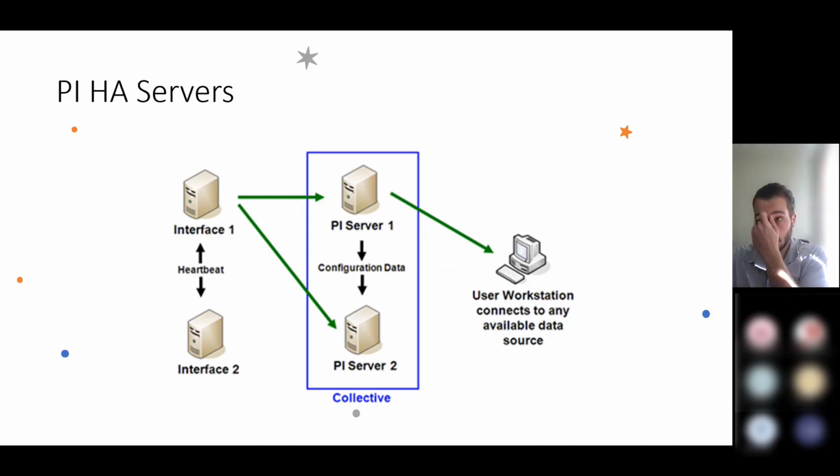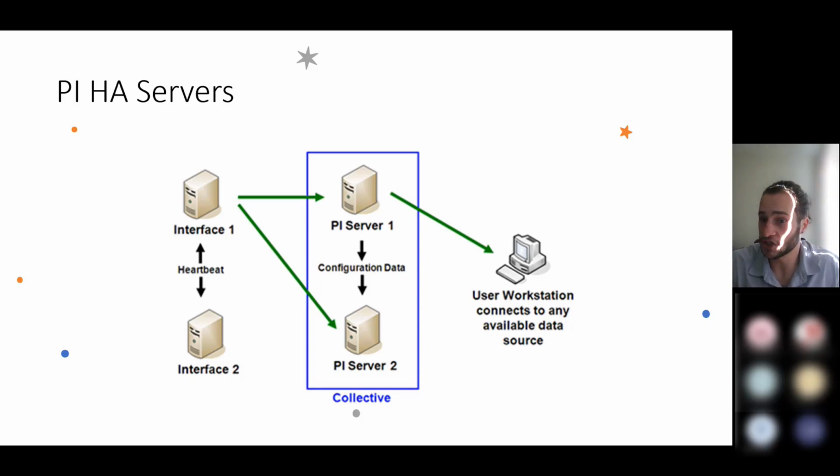So let's talk a little bit about redundancy. Does Pi support redundancy? Yes, it does, and it does through the Pi HA servers, which stands for high availability. One of the biggest needs for our customer base is the need to enforce data availability at all times, right? You want to be able to access the data that's in your Pi server no matter what.